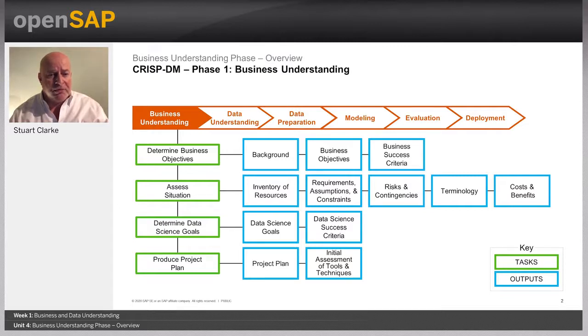Task 4 is to produce the project plan. We describe the intended plan for achieving the data science goals and the business goals. And remember that the plan should specify any anticipated steps that we need to perform during the rest of the project, and we need to include our understanding of the initial selection of the tools and the techniques.